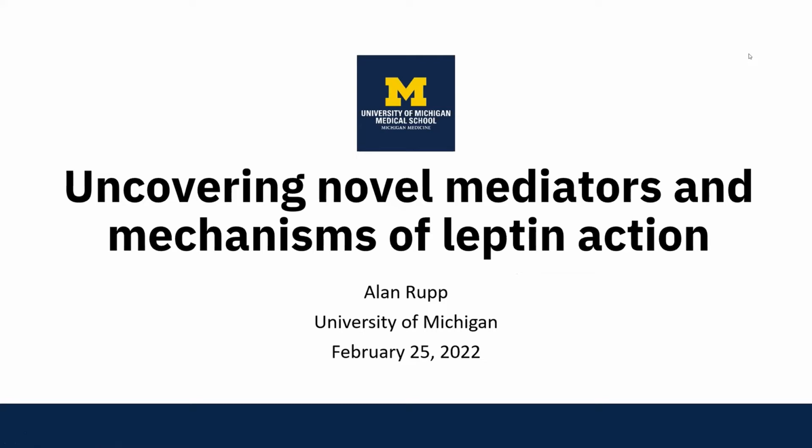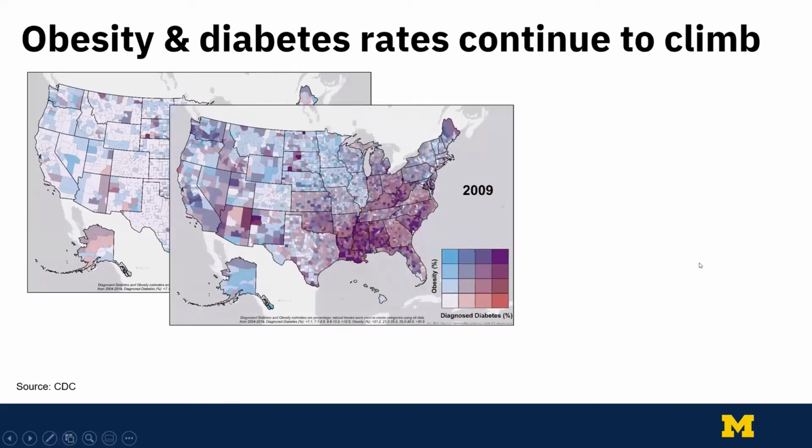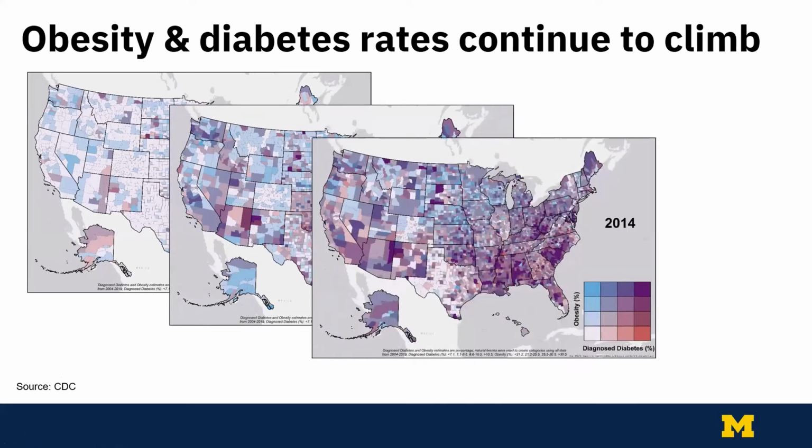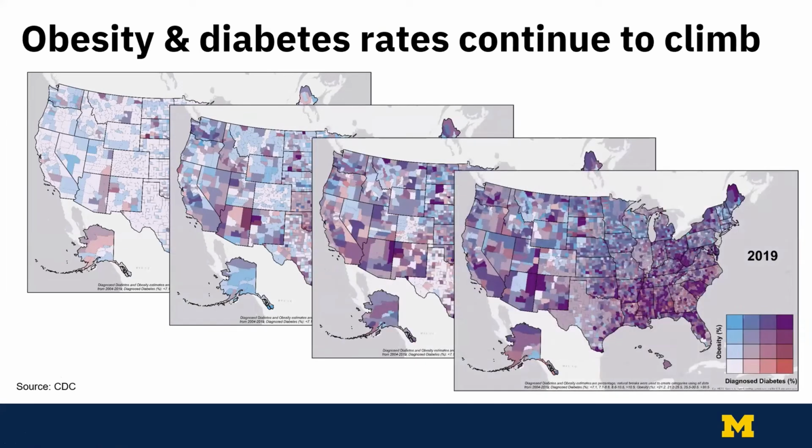So I'm excited today to tell you about the work that we've been doing to understand leptin action on a single cell level. And as I'm sure we're all aware, obesity rates and its related comorbidities such as diabetes have been increasing throughout the decades. This is in part because we lack very effective treatments right now to counteract obesity.